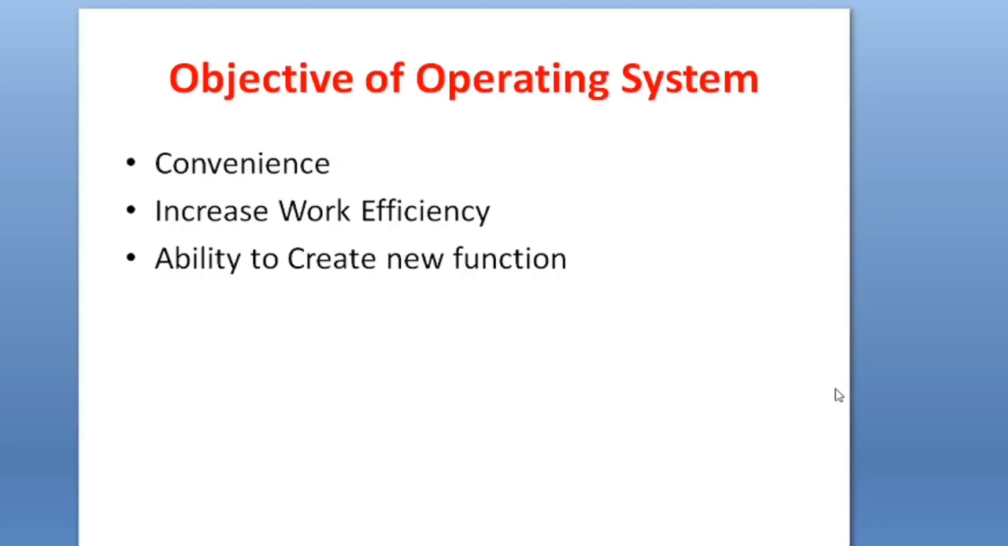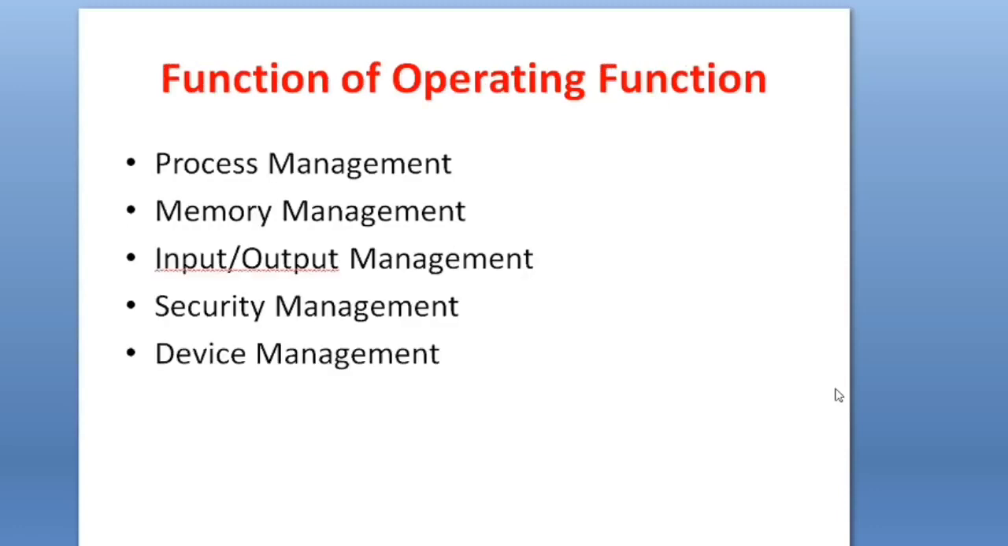Next we come to the functions of the operating system. What are the different functions of the operating system? What does the operating system actually do? The first function is process management. That means whatever work or process is running in your system will be managed by the operating system. Suppose you are working with two, three, four applications or even more, the management of those applications will be done by the operating system.